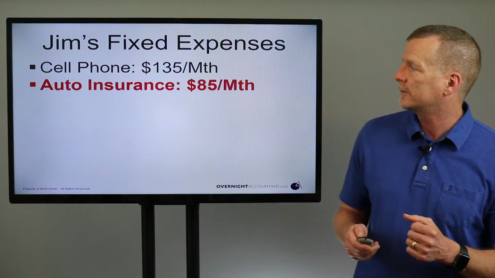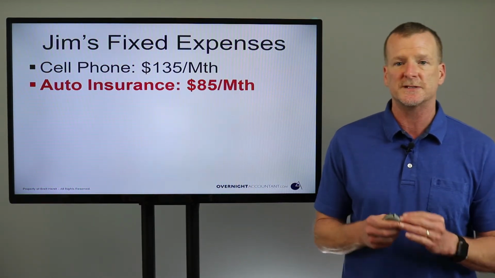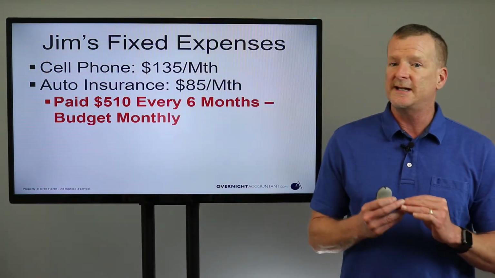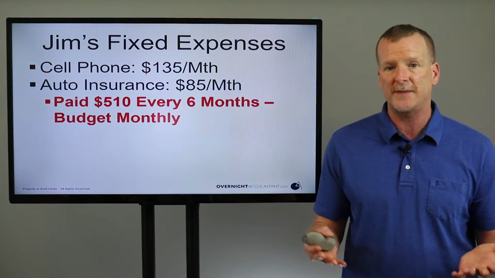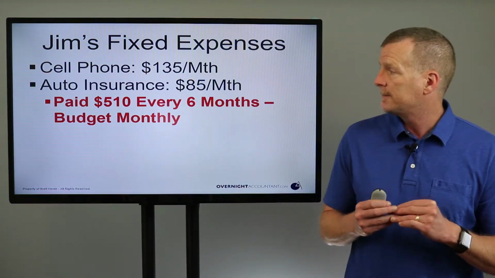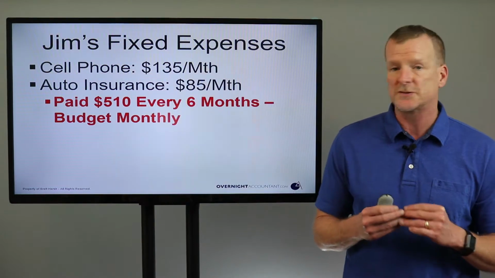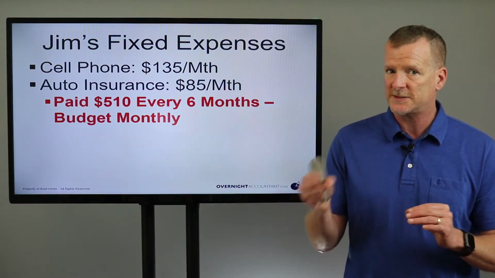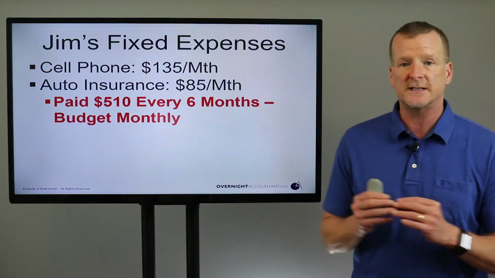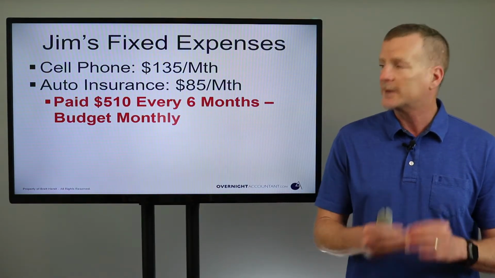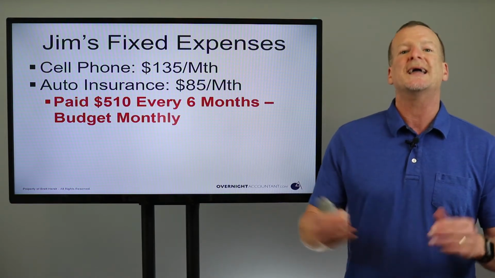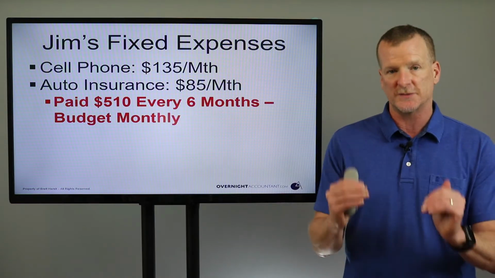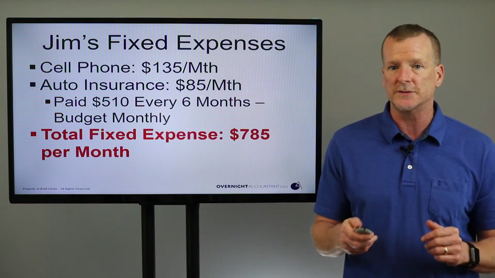His cell phone, $135 a month. He's got auto insurance on his business truck, $85 a month. Now what's interesting here is, like most of us, he doesn't pay his auto insurance on a month-to-month basis. He has a 6-month policy, and that's $510 every 6 months. So what he wants to do is, he knows he's going to pay that every 6 months, so he wants to take $510, divide it by 6, which comes up with $85 a month, and he knows he needs to set that money aside every month as a fixed expense because he knows it's coming up. And that's very prudent. It's what I want you to do also.